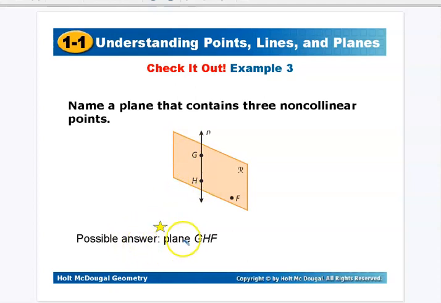One possible way would be with 3 letters, G, H, and F. An additional way would be using a script letter R.